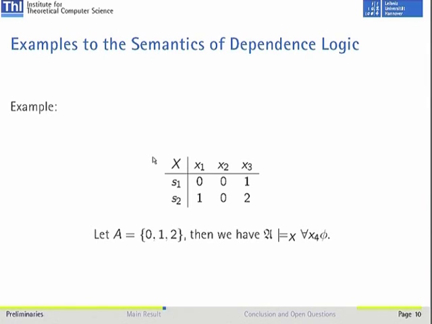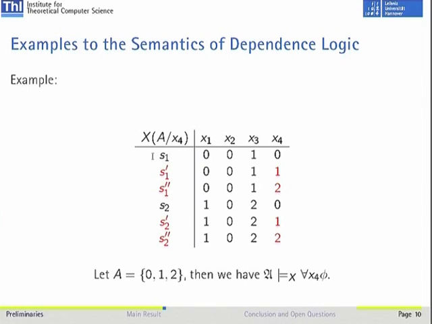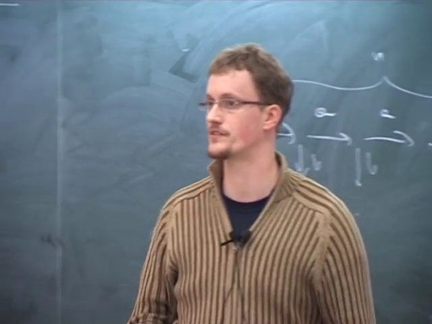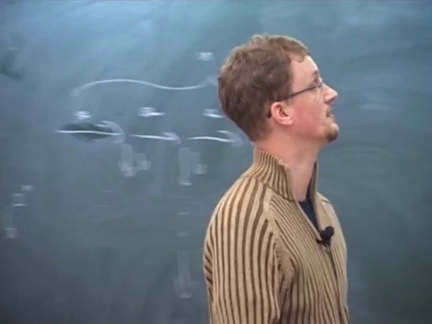And for the universal quantifier, let's say that we have a codomain of 0, 1, and 2. And here we have to speak about this A because we have to try every value from A. So I have to give it explicitly. And then we blow up this team. So you see that S1 prime are just copies in the values of x1 to x3 of the first one. And S2 prime and S2 prime prime are also copies in the first three values. And then in the fourth column, I just fill in every possible value from the domain 0, 1, and 2. So that is the for all quantifier.